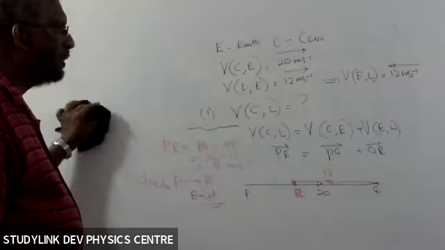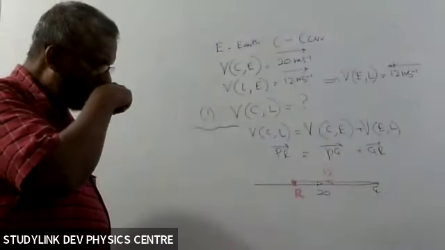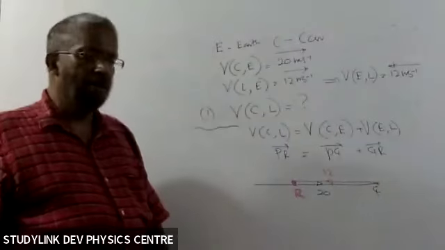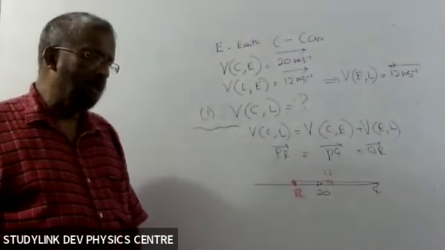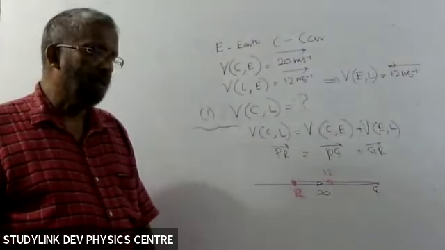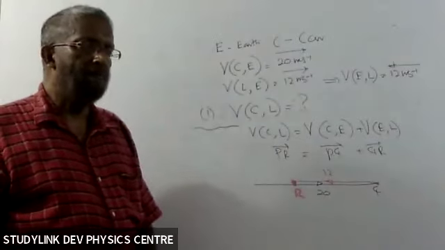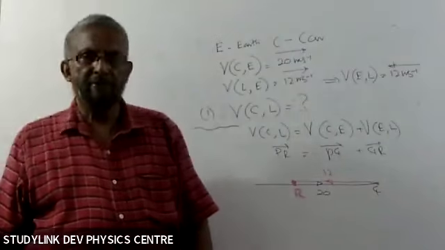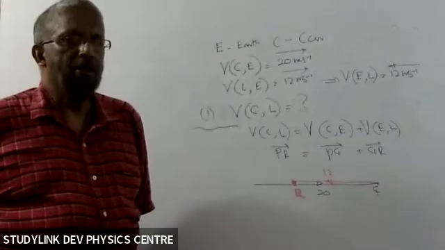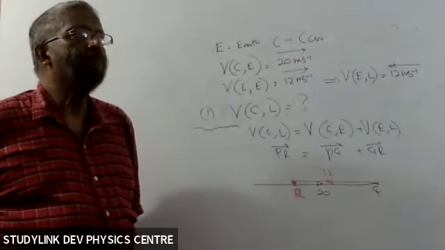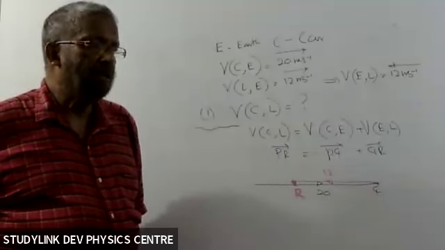Now we'll come to another question. Next one. A car is moving to north with a velocity of 20 m/s. A lorry is moving in the same direction, that is north, with the velocity of 20 m/s.